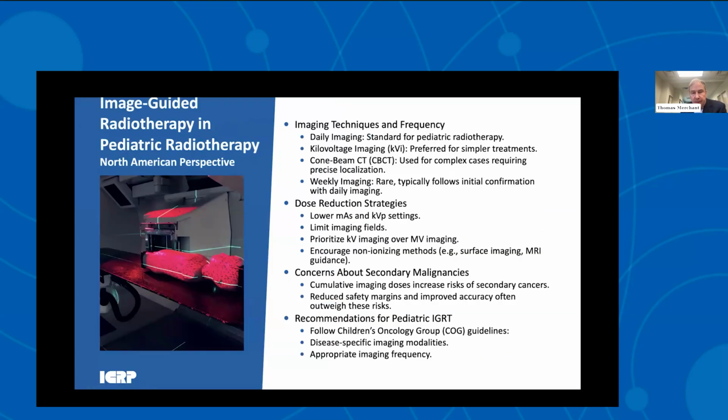IGRT plays a vital role in pediatric radiotherapy by improving treatment accuracy. It also ensures precise tumor localization while minimizing safety margins. Its application in children requires tailored protocols to balance treatment efficacy with long-term safety considerations. When it comes to imaging frequency, daily imaging is a standard for pediatric radiotherapy. Kilovoltage planar imaging is typically preferred for much simpler treatments. And while cone beam CT is used for more complex cases, non-ionizing methods such as surface imaging and MR guidance are also encouraged whenever feasible.